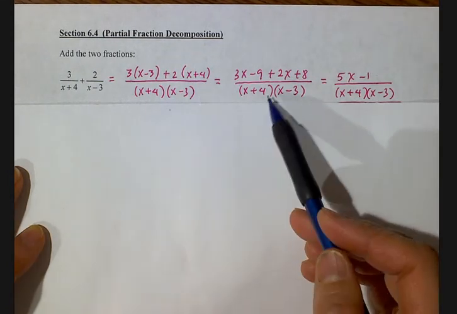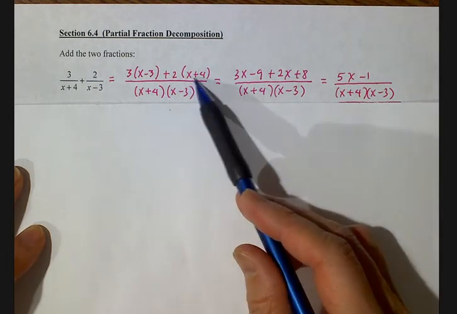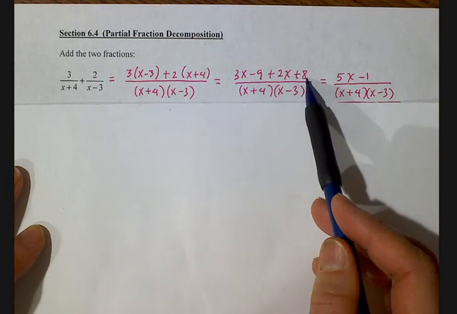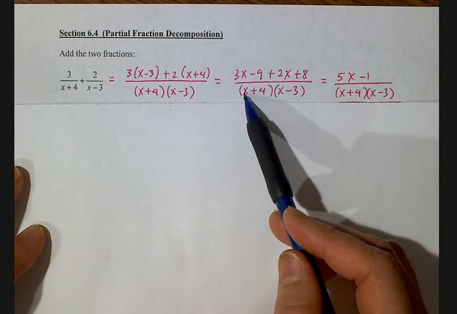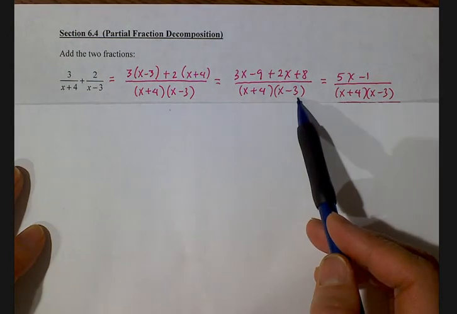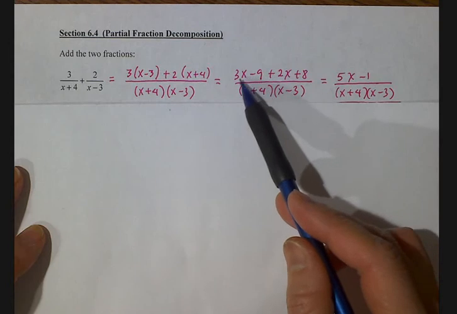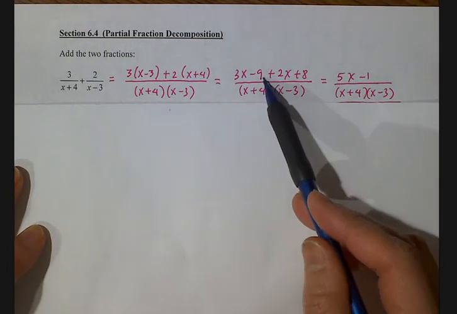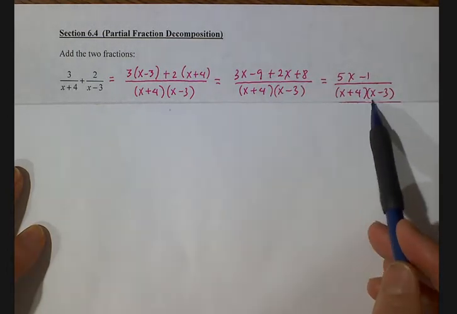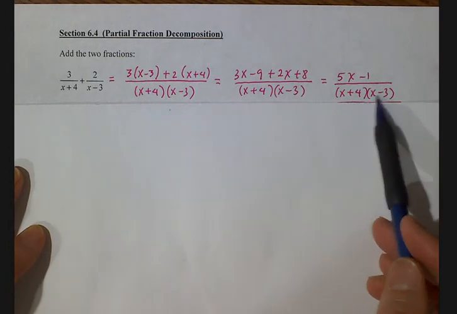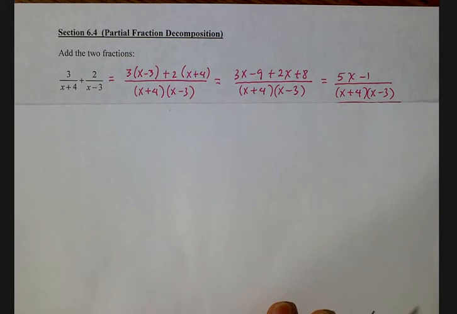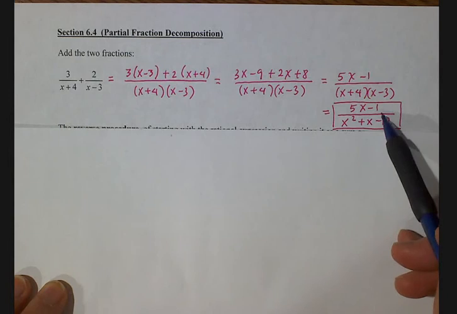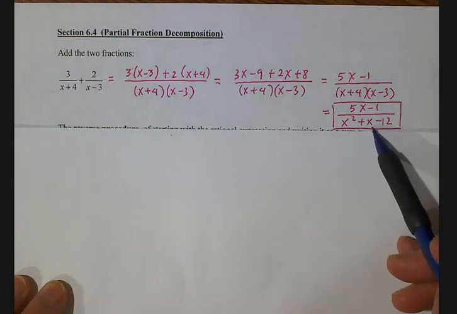Okay, so then you're going to FOIL out your numerator. So that gives you 3x minus 9 plus 2x plus 8. And then in the denominator, I'm going to keep it in the factored x plus 4 and x minus 3. Okay, then you combine your common terms. So that's 3x and 2x, which is 5x, and a negative 9 plus 8, which is negative 1, and the denominator is x plus 4, quantity x minus 3. Okay, so then if I FOIL out the denominator, that gives me an answer of 5x minus 1 all over x squared plus x minus 12.